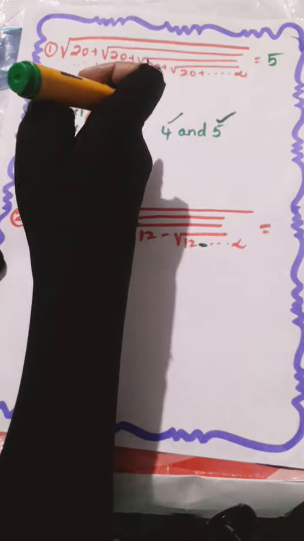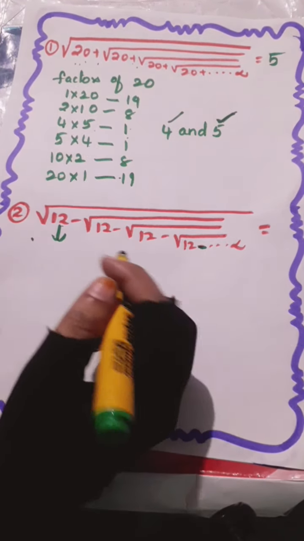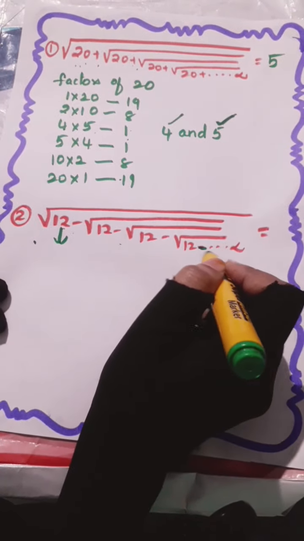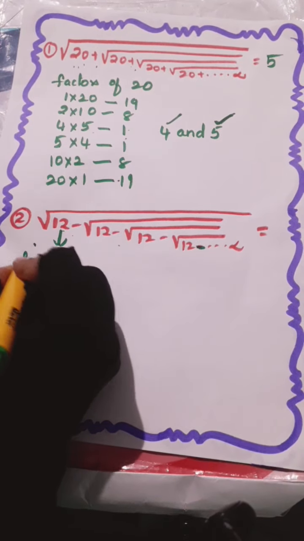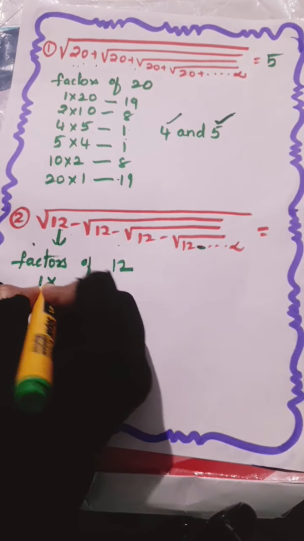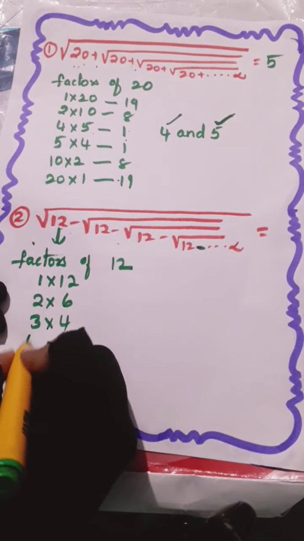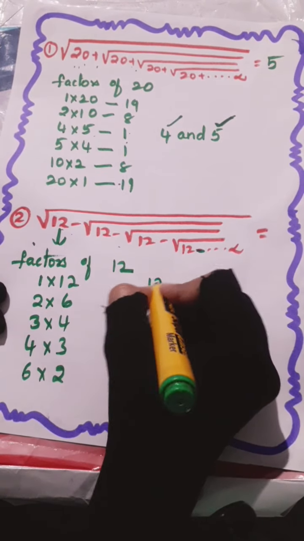Okay, right, like this solving means it will take too much time, but see here, what are the factors of 12? So our next question is under root of 12 minus under root of 12 minus under root of 12 minus under root of 12 minus dash dash dash up to infinity. Again what we have to do, the factors of 12. What are the factors of 12? 1 12s are 12, 2 6s are 12, 3 4s are 12, 4 3s are 12, 6 2s are 12. Okay, 12 1s are 12.